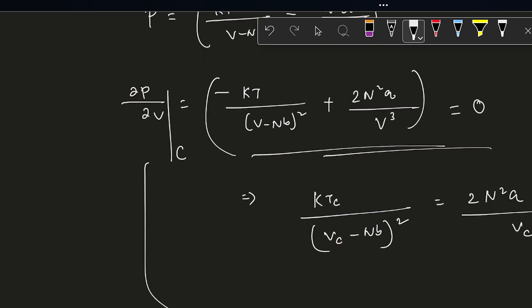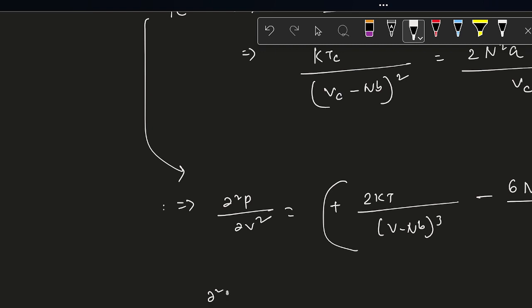Okay, once again, because you have to apply this condition of the inflection point for the critical point, at the critical point this quantity is 0. That means you have to plug in tc and vc and equate it to 0. That means your 2k tc by vc minus nb whole cube equal to 6 n squared a by vc whole to the power 4. So this is your equation number 3, right?